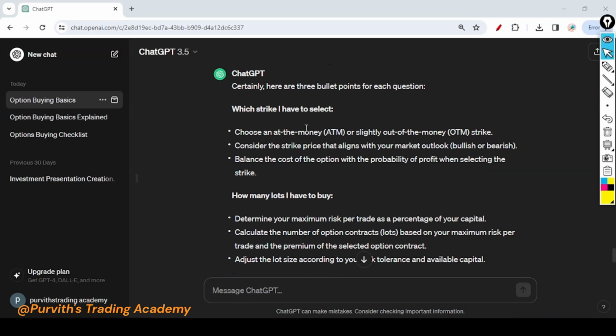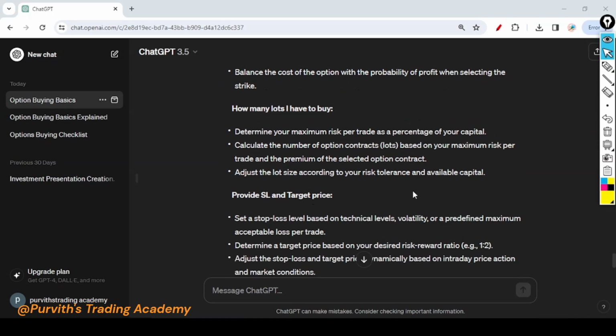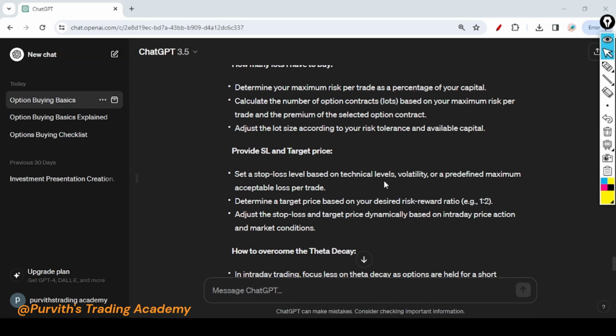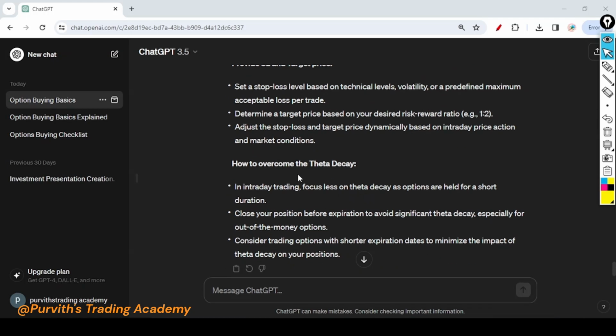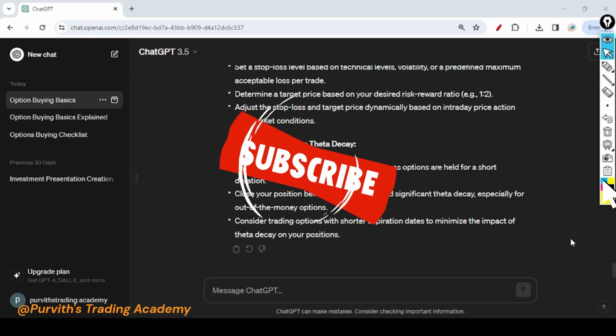Now based on that, which strike I have to select, ATM or slightly OTM, how many lots I have to buy, then maximum lot per percentage of risk, then stop loss and target prices based on risk reward, then how to overcome the theta decay, I already told you. Based on that, with ITM, ATM, OTM options, we can control the theta decay and all. Now like this, we can do option buying using ChatGPT.